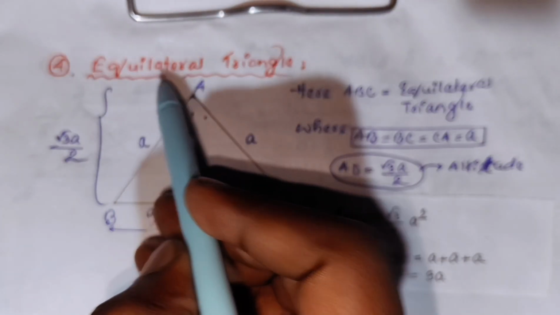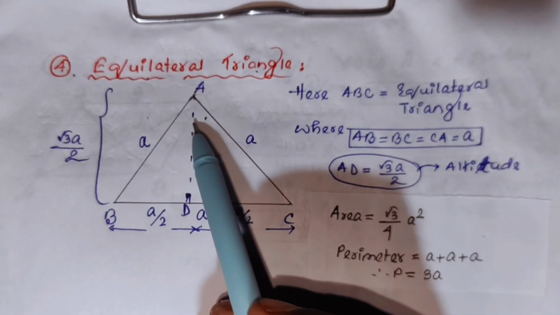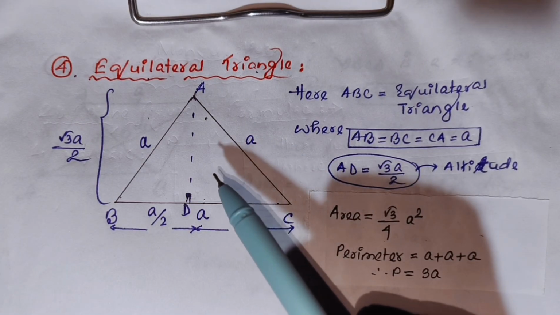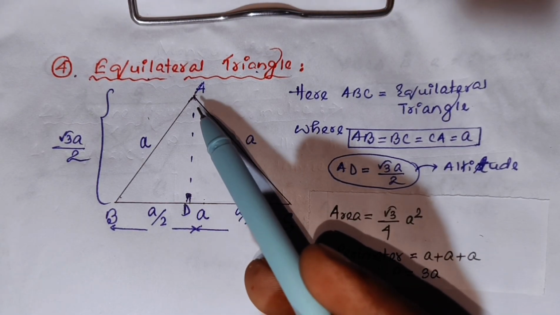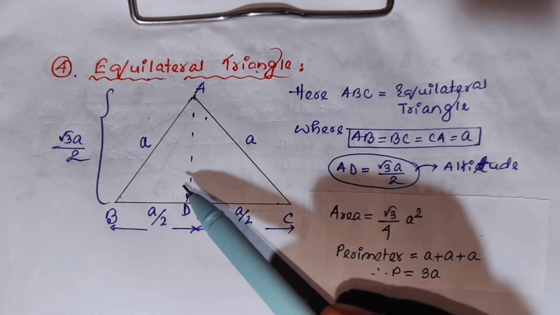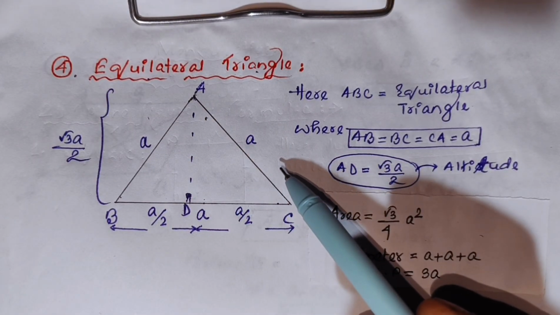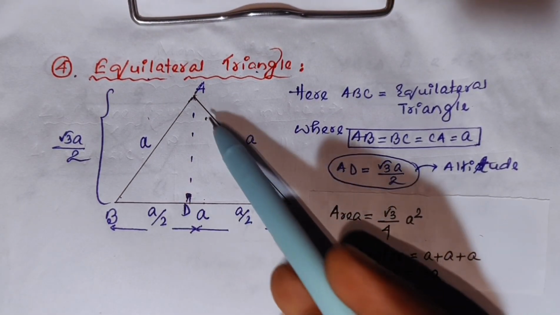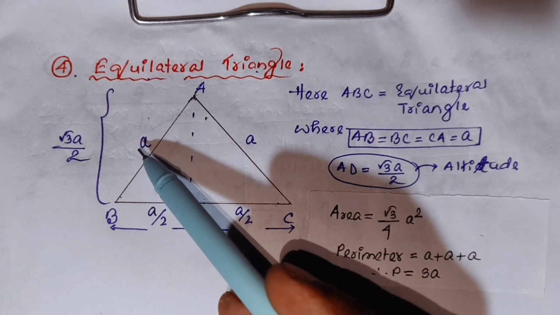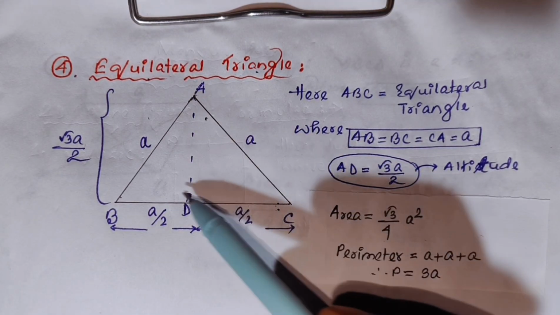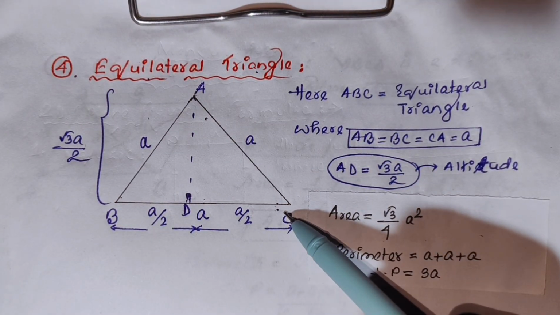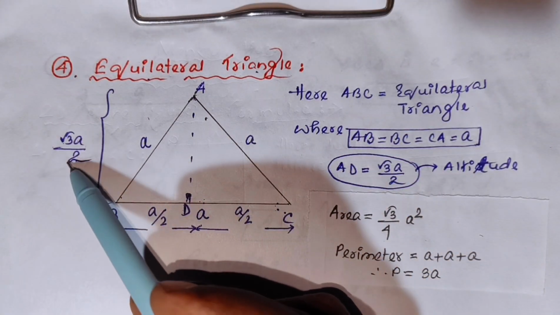Fourth पे आता है equilateral triangle. Here, equilateral triangle is what? If a triangle whose all the three sides are equal in length is called equilateral triangle. Here, AB, BC and CA are taken as the same length, that is a. Right? AD is perpendicular on BC. My dear student, AD का वैल्यू होता है √3a/2.